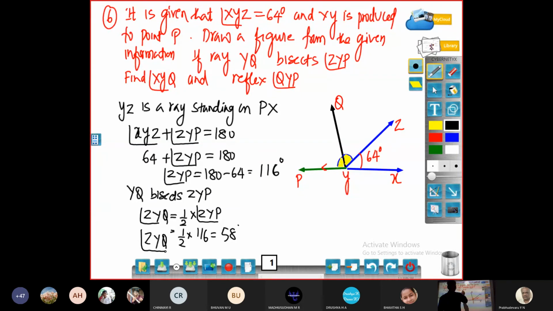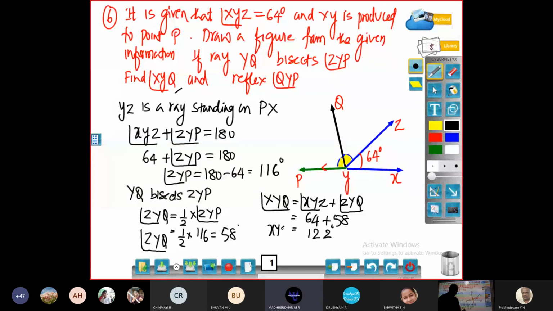Now you want to find this angle XYQ. So XYQ can be written as angle XYZ plus angle ZYQ. XYZ is 64 degrees, ZYQ we have 58 degrees. What is the sum of these two angles? 122 degrees. So XYQ is equal to 122 degrees. We got this first angle.